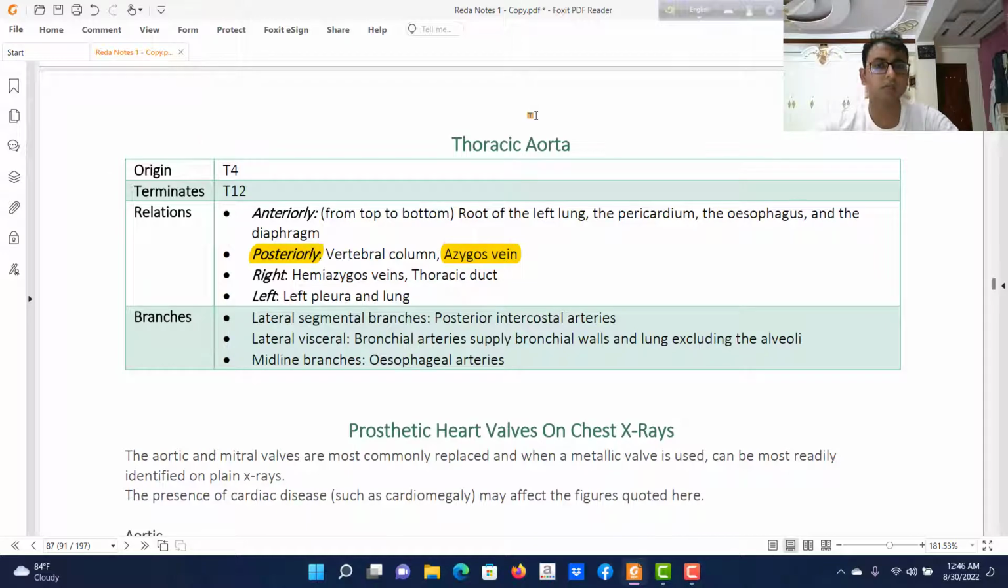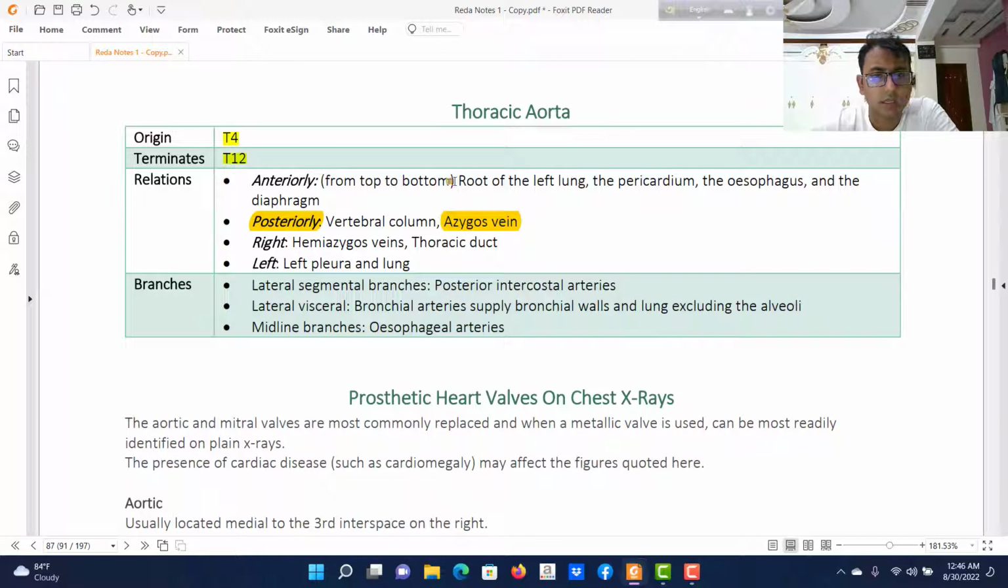Now the thoracic aorta, the great vessel. It originates at T4, thoracic 4, starting from the sternal angle. Then the terminus is at the T12, thoracic 12 vertebra, then the abdominal portion. This is the thoracic aorta. Anteriorly are the root of the left lung and the left pericardium. Anterior to the aorta there is the pulmonary trunk, and the root of the left lung.